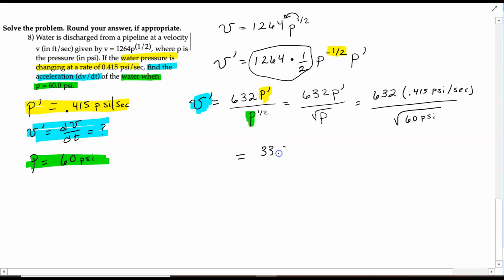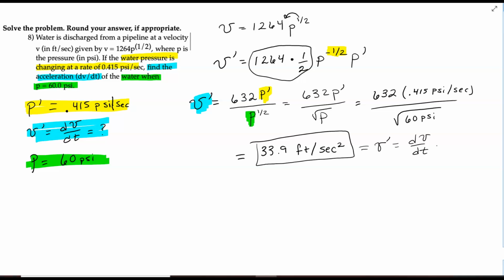I get about 33.9, and the units are going to be feet per second squared, because it is a rate of change of a rate of change. The rate of change of the velocity is the acceleration. So this is what we're looking for in terms of v prime. Nothing to it. This is your dv/dt, but some really nice application problems, and you'll run into problems like this online or somewhere else. They're good problems. Take a look at them, try to understand them.